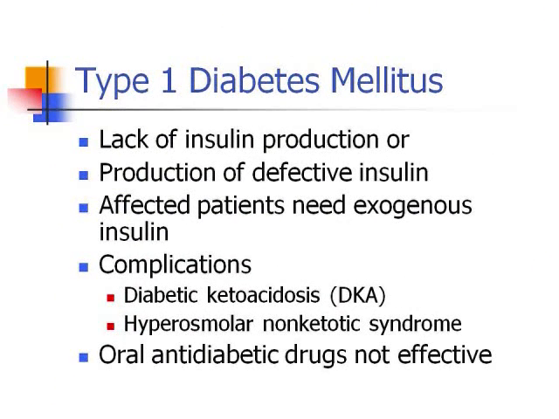Okay, so type 1 diabetes, it's the lack of insulin production, or the body's making insulin, but it's just not right. Somehow it's defective. That means that the patients need exogenous insulin. What does that mean, exogenous insulin? That means they need to get a shot. They need to get insulin from someplace else. Complications of this is diabetic ketoacidosis, or hyperosmolar non-ketotic syndrome, which is described in your book.